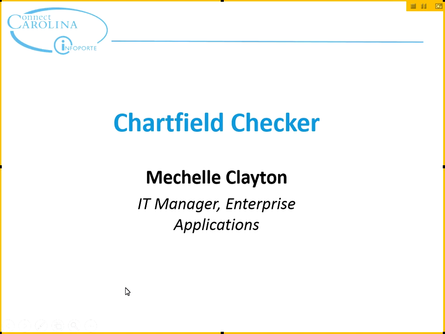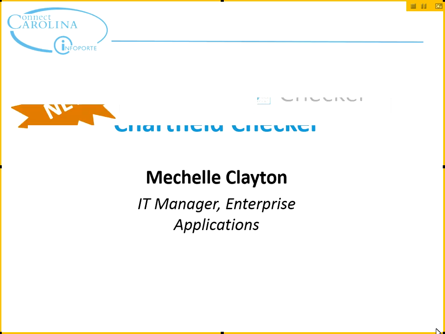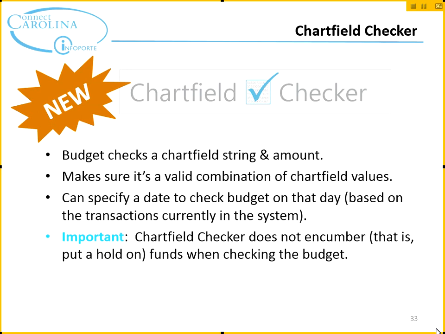So again, I'm Michelle Clayton. I'm a manager within the enterprise application team, and our team has essentially developed this Chart Field Checker process, which will allow campus users to do a combo edit validation on each chart stream as well as do a budget check. We verify that the combination is valid. But keep in mind, this is not encumbering funds. This is just a point in time check of right this second, do you have budget?